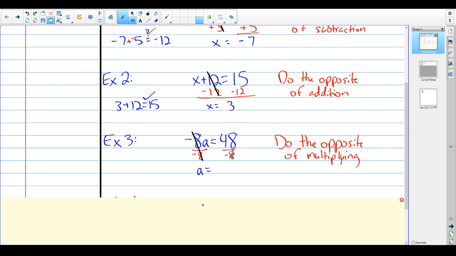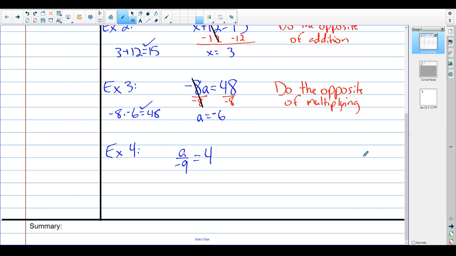Then on the other side, 48 divided by 8 is 6, and then a positive divided by a negative is negative. So a equals negative 6, and if we check that, negative 8 times negative 6, so negative times a negative is positive, 8 times 6 is 48.